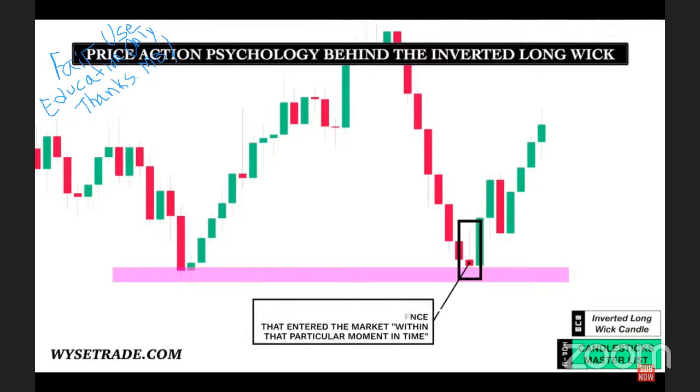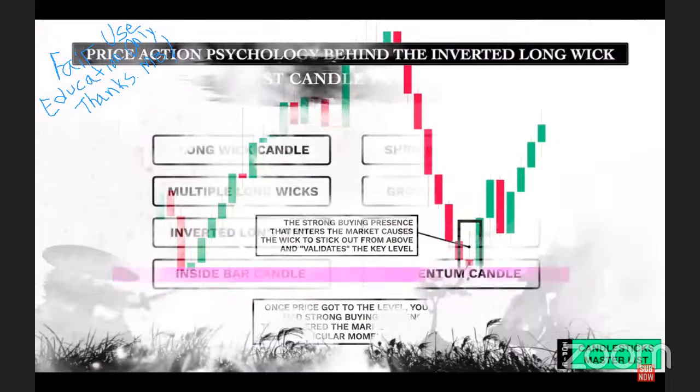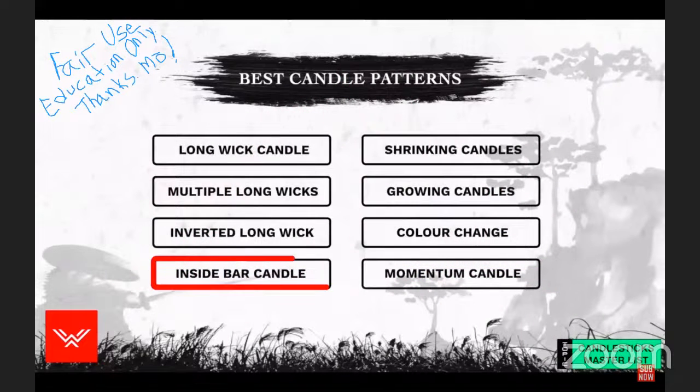Once price got to the level, you had strong buying presence that immediately entered the market within that particular moment in time, causing the wick to stick out above and against the moving downtrend. So next, the inside bar candle.